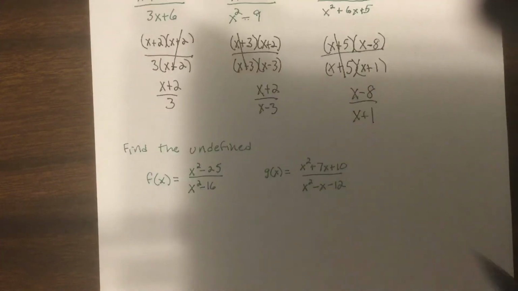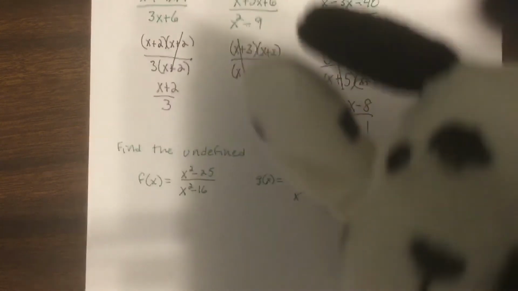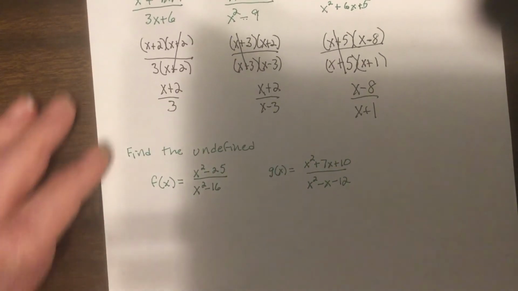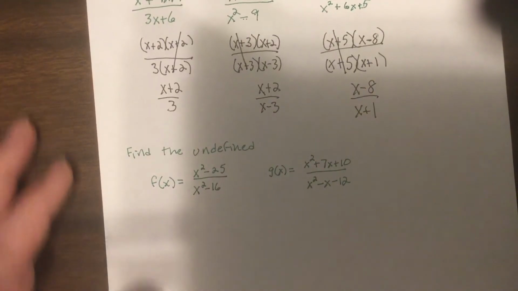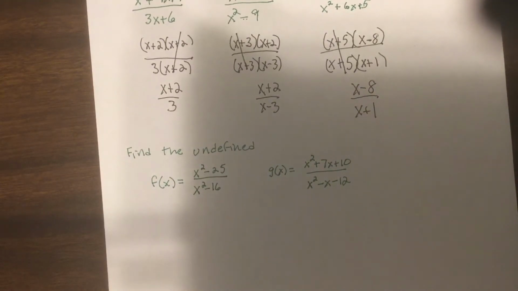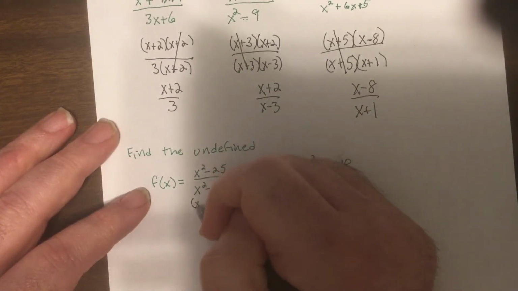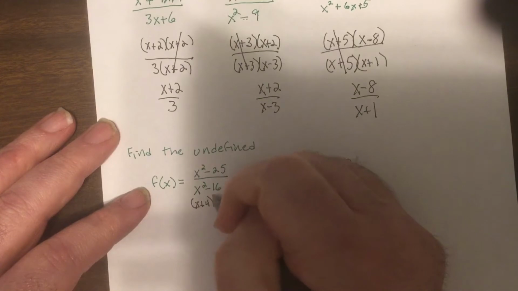Find the undefined. So freeze the video, do those 2 problems, then turn me back on. He said freeze the videos, then turn them back on. Okay. So the undefined is when the denominator is 0. So I factor the denominator. That's all I need to worry about, the bottom.